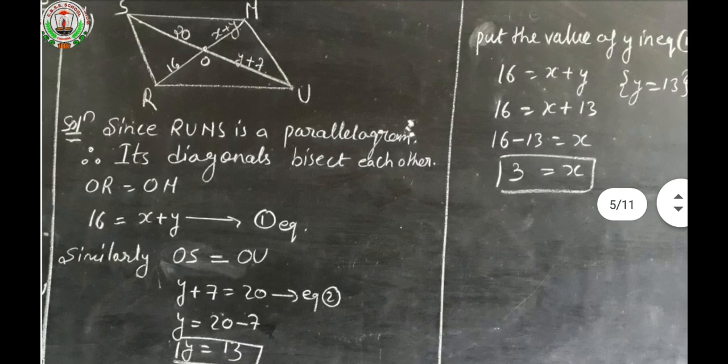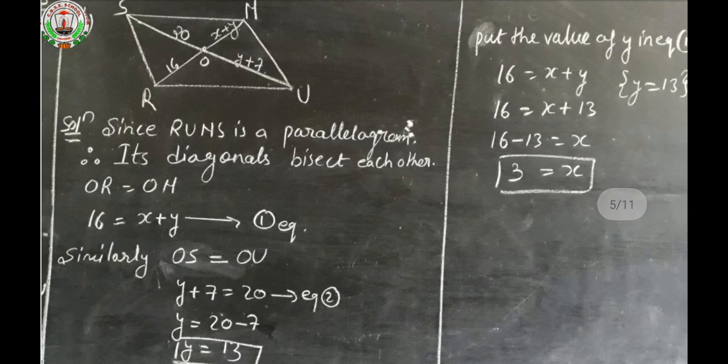Similarly, we have the second diagonal US, isn't it? So US is bisected into two parts, that is OS will be equal to OU, isn't it? So the OS value we have as y plus 7 is equal to 20. This is the value of OS and OU. So let us consider it as equation number 2. Okay. Now y plus 7 is equal to 20. So can we transpose this 7 from the left hand side to the right hand side? It becomes minus 7, isn't it? So y is equal to 20 minus 7. 20 minus 7 is how much? 13. So the y value we have found is 13.